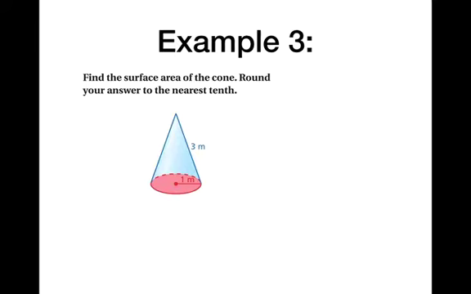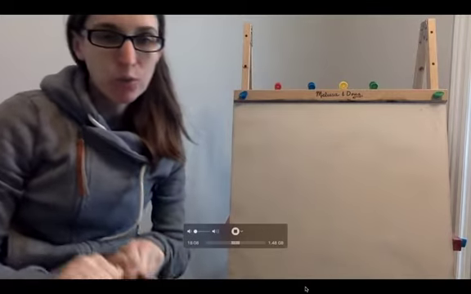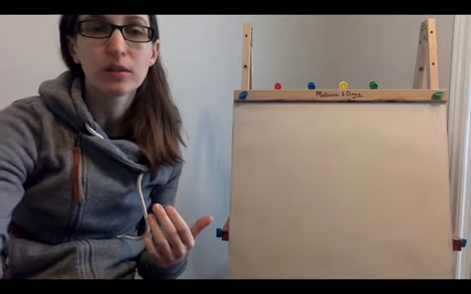So if I look at this one, I clearly see that I have a circle with a radius of 1 meter, and I have this slant height of 3 meters. We're just trying to find the surface area. I just want to make a point here that your slant height and your vertical height are not going to be the same, right?